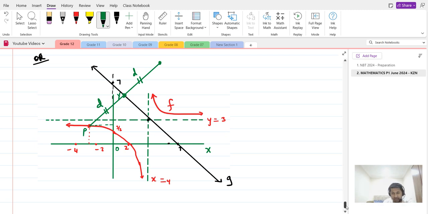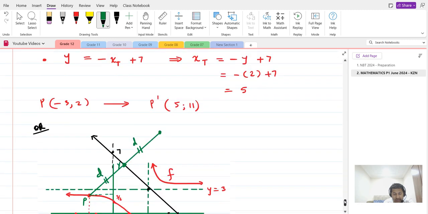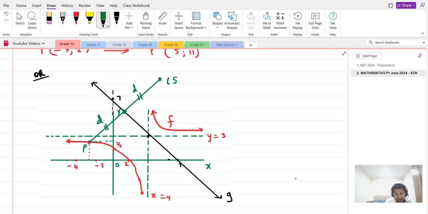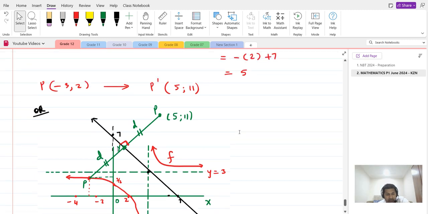We can clearly see that point 5, 11, what we had above, is correct. 5 and 11, that's point P, the image, the transformed point. If we say that this is perpendicular, then maybe that can help us. And we know that this is also the midpoint.